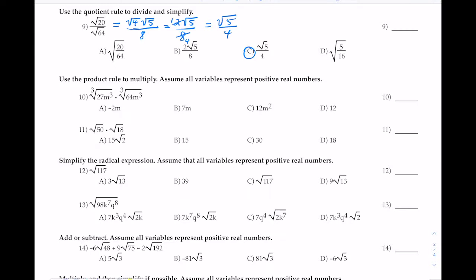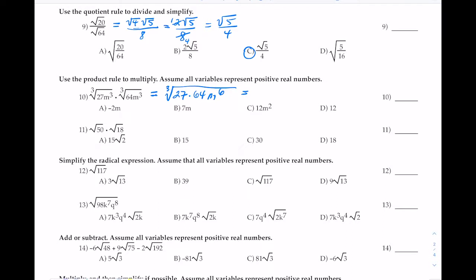In 10 and 11, we're using the product rule to multiply. So as long as you have the same root index, you can multiply them together. But check first to make sure that you can simplify, before you go and multiply, because then you'll get big numbers for no reason. So here I'm just going to take the cubed root, and I'm going to leave this as 27 times 64. And then I know m to the third times m to the third is just m to the sixth.